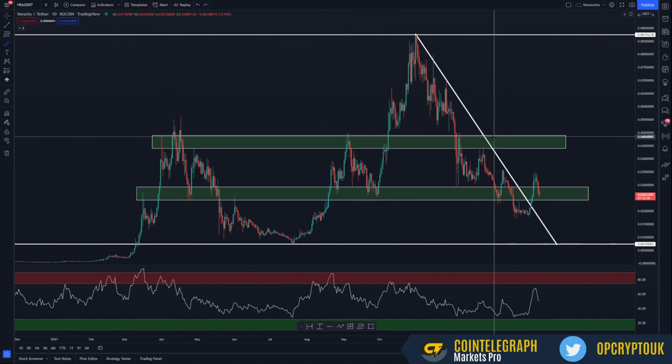And then above, we've got another level of resistance. So it was resistance here when we rejected off that downtrend, resistance and resistance. So that's a clear area that we also need to break through.